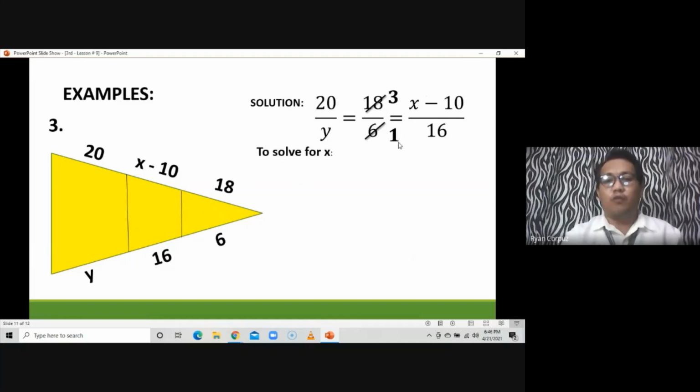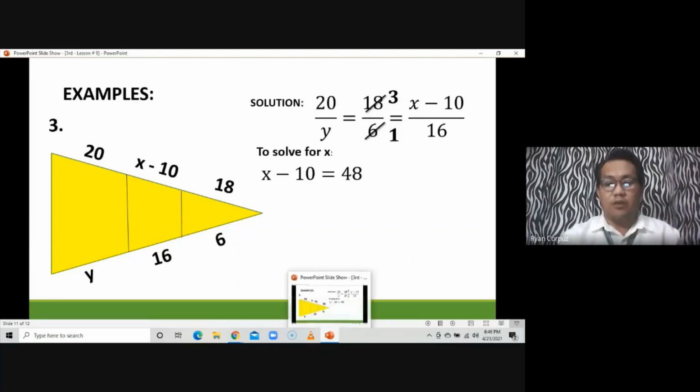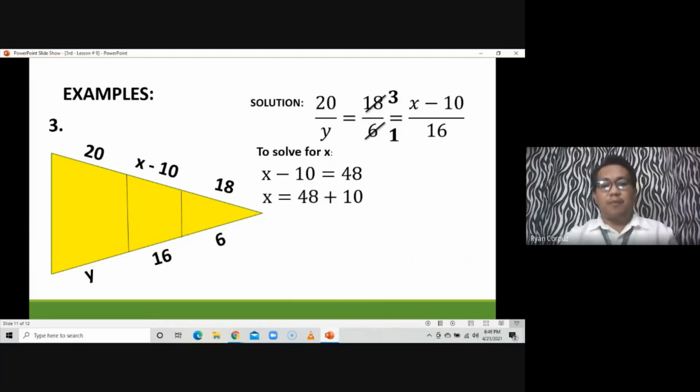I-disregard muna natin ito. Dito tayo mag-focus. So 1 times x minus 10 is the same as x minus 10. Then 3 times 16, that would be equal to 48. So meron tayo x minus 10 is equal to 48. Then combine similar terms by moving negative 10 to the right side of the equation. So magiging x is equal to 48 plus 10. Then 48 plus 10 is equal to 58. So the value of x there is 58.